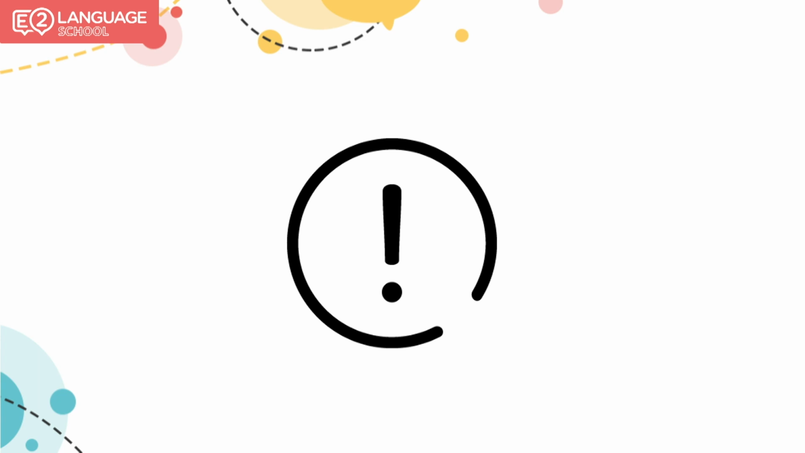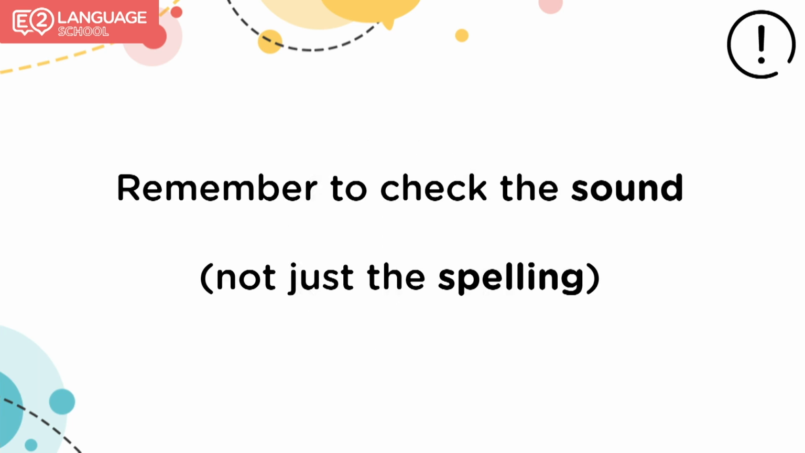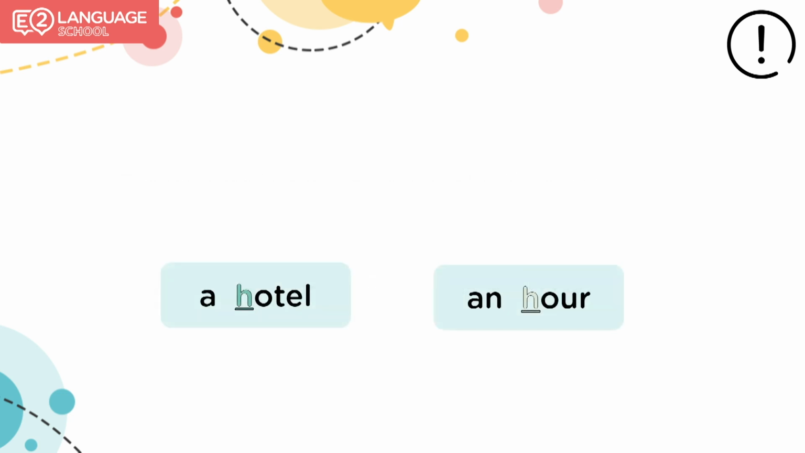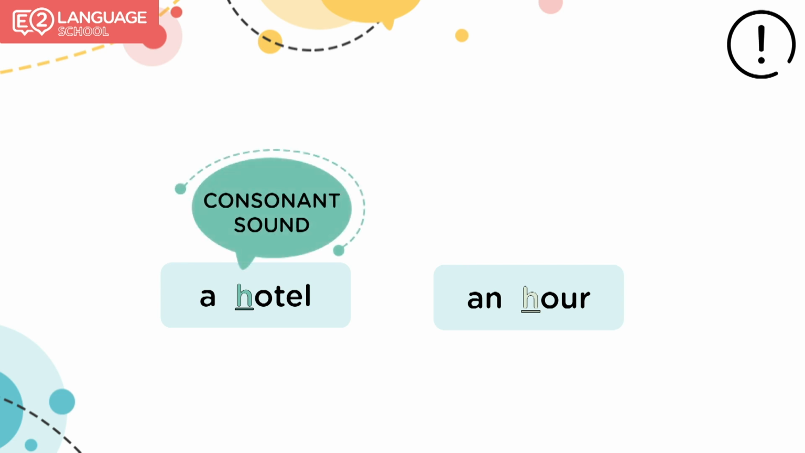However, be careful. Remember to check the sound, not just the spelling. So if we look at these two words, they both have the same spelling for their first letter, the letter H. However, their pronunciation is different. For hotel, that's a consonant sound, H, hotel. So we need to say a hotel. In contrast, hour is a vowel sound. So we need to say an hour.